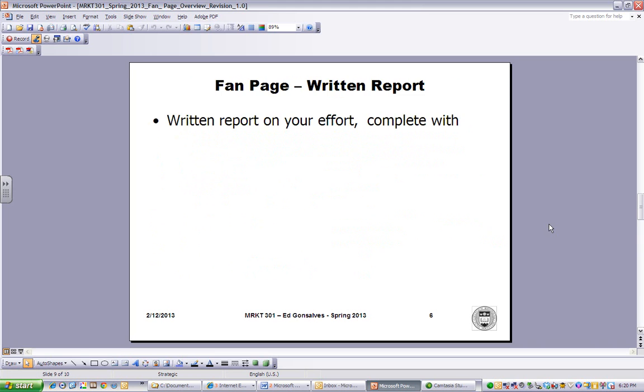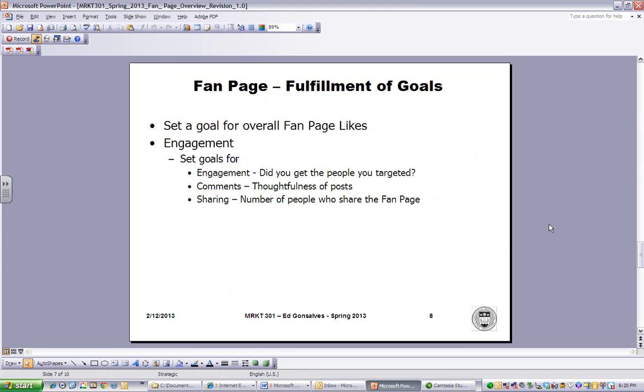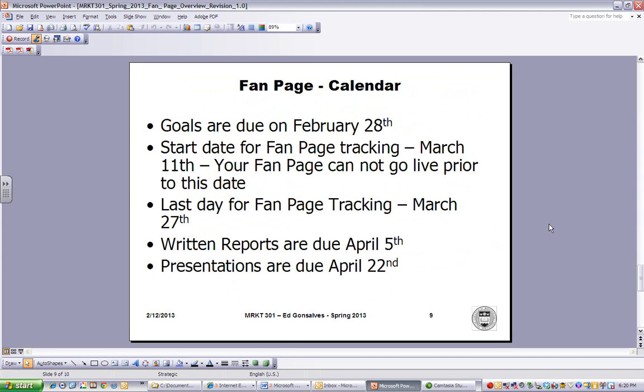So that's a quick overview of the fan page. Let's keep in mind these dates because they're coming up very quickly, and then I'll add some detail when we do the weekly lecture. And any questions specifically, we'll be assigning groups after this evening.